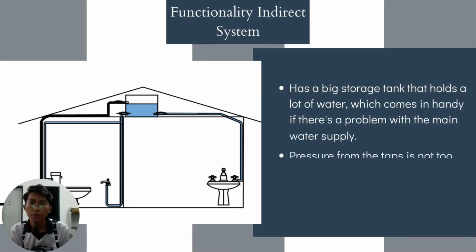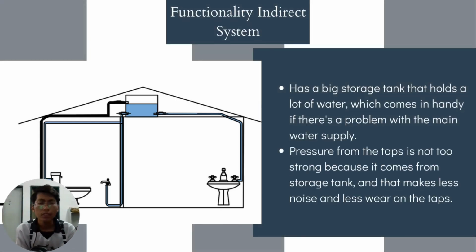They have two benefits using the indirect system. First, the indirect system has a big storage tank that holds a lot of water, which comes in handy if there's a problem with the main water supply. It means that a problem from the main water supply does not impact the water supply in the building. The next benefit is the pressure from the tap is not too strong because it comes from the storage tank, and that makes less noise and less wear on the taps.